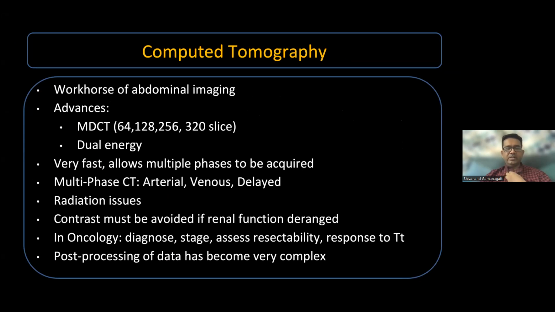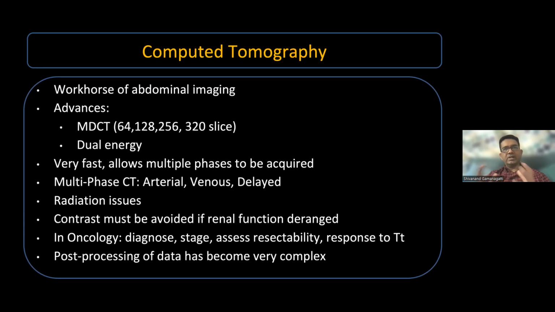Now coming to CT, currently this is the main workhorse, be it liver, pancreas, anywhere. It is the main workhorse for abdominal imaging. We have 64 slices to currently 320 slices, and we have dual energy capability. Dual energy capability means we can acquire images at two kV techniques, one at 80 kVp and another at 140 kVp. I will show how it looks and what the advantages are.